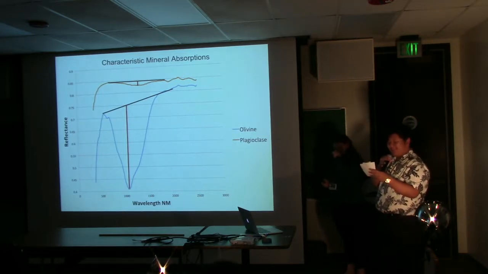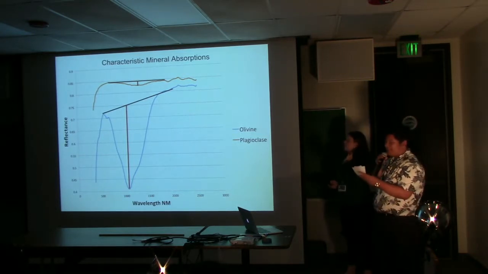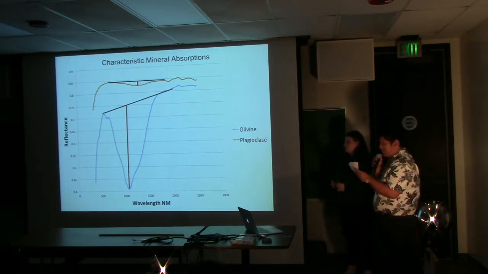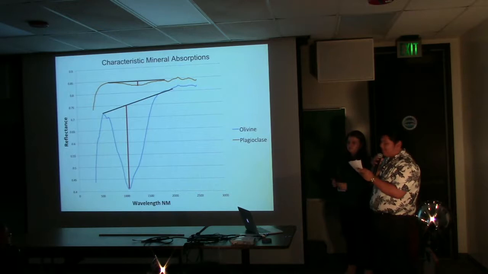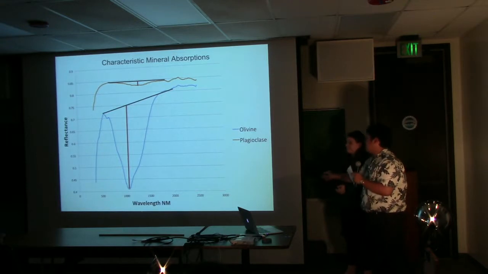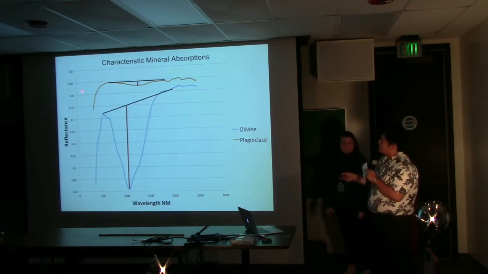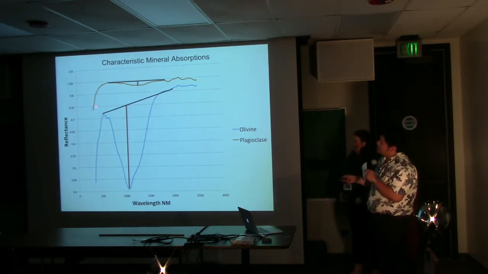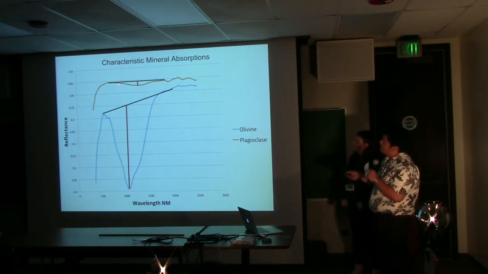Using that continuum, we can define the band center and band depth of each of these minerals. And for comparison, the plagioclase has a smaller absorption at a longer wavelength. Okay, so this is a plagioclase, right? As you can see, this is a longer wavelength, and the absorption is small.